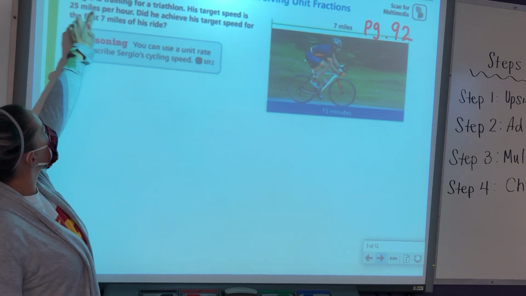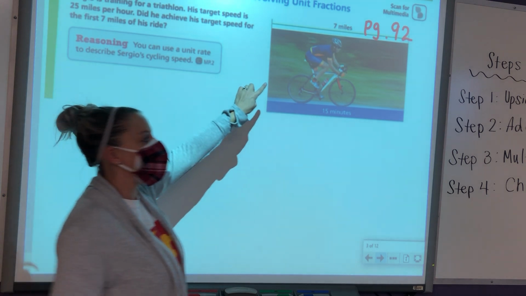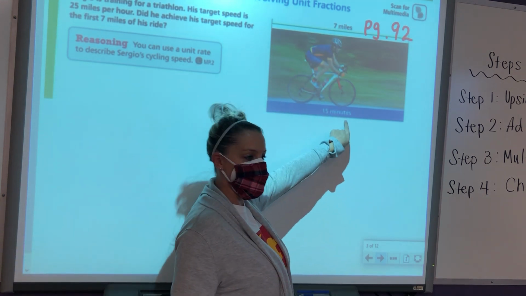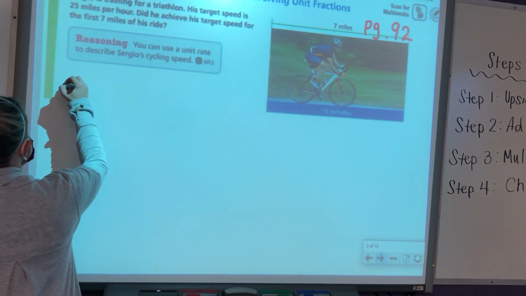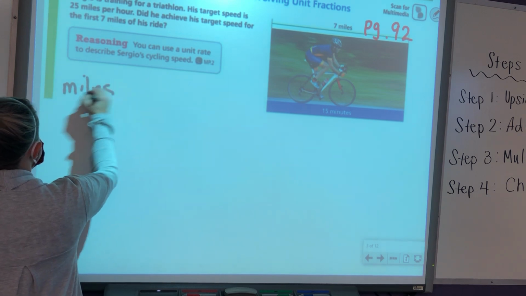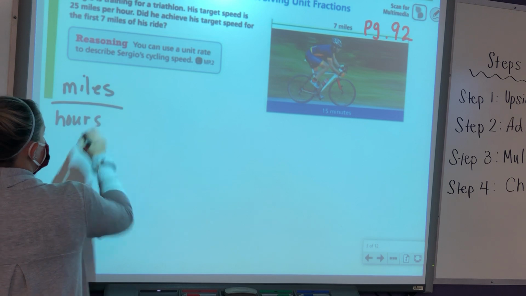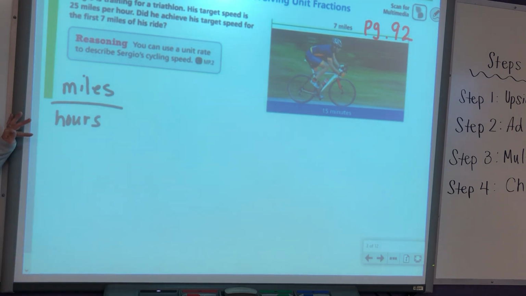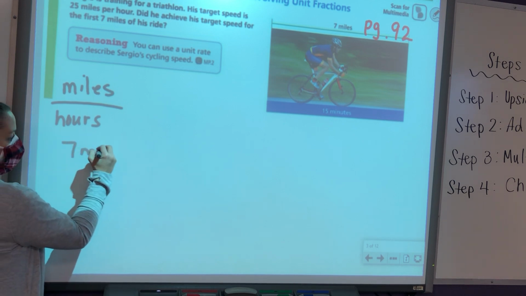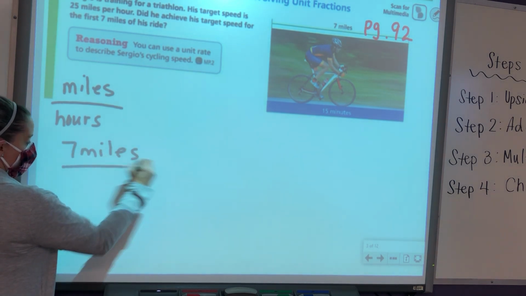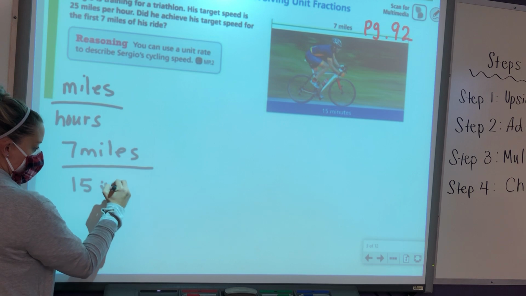So our ratio is miles per hour. So miles goes in the numerator, and hours goes in the denominator. Okay, so the ratio that we have right now is 7 miles for 15 minutes.